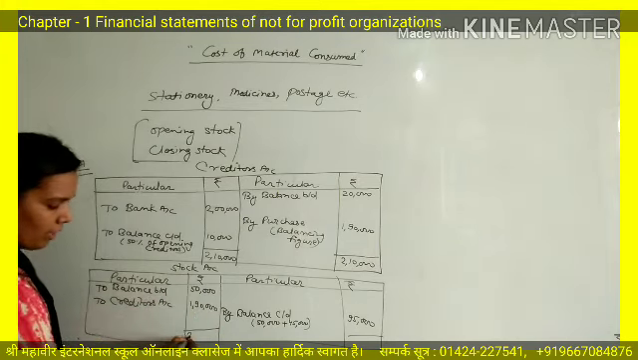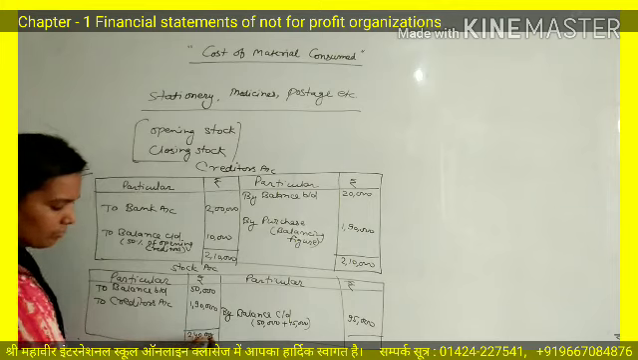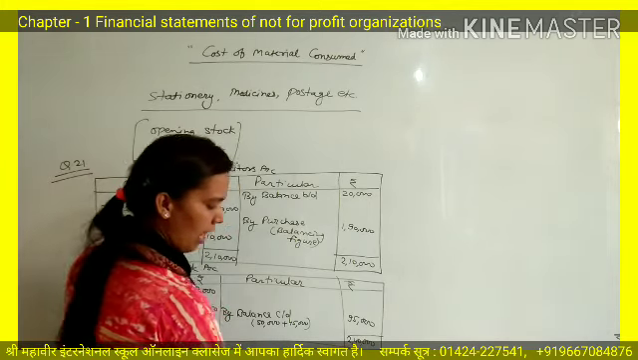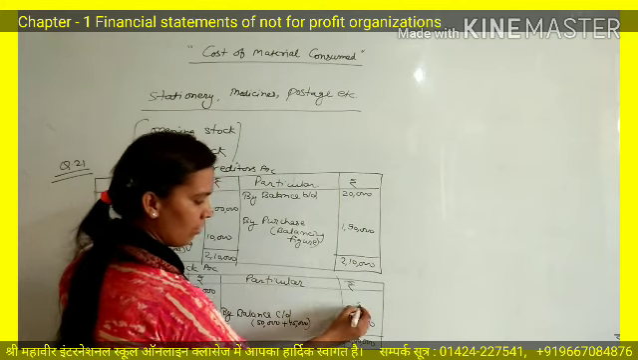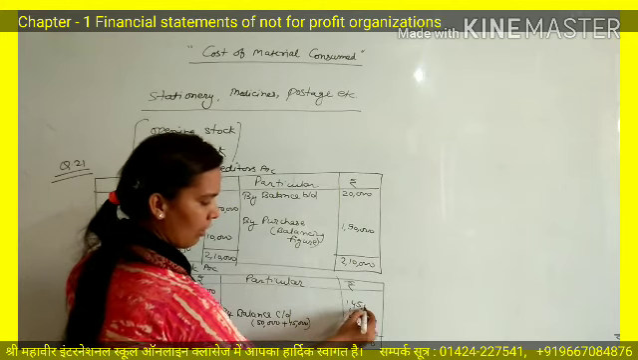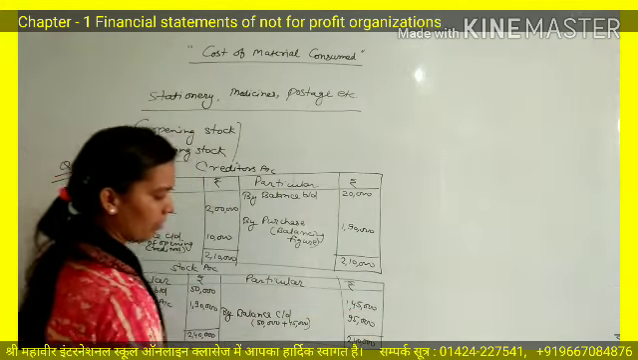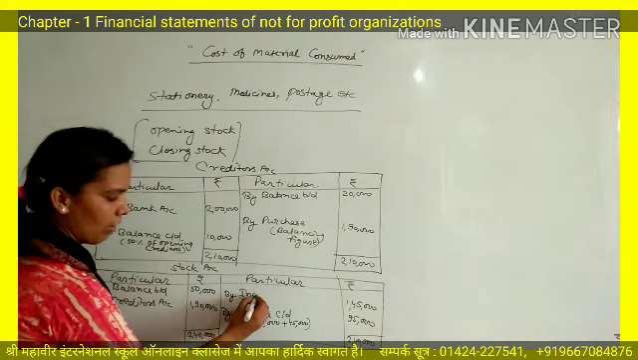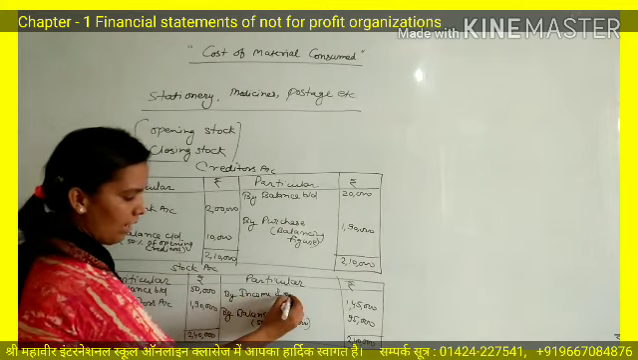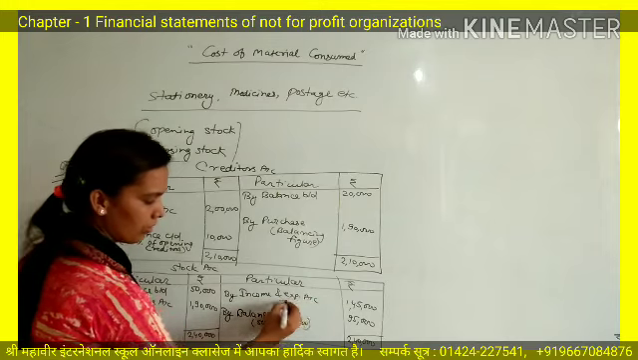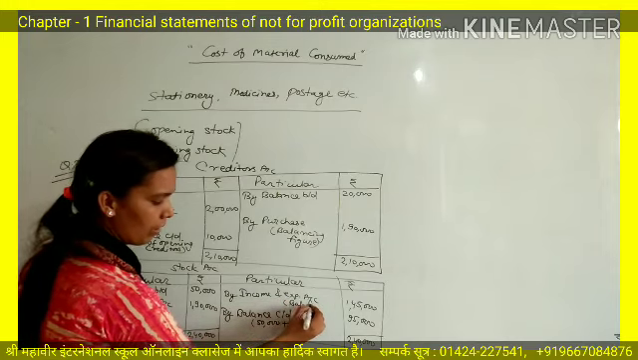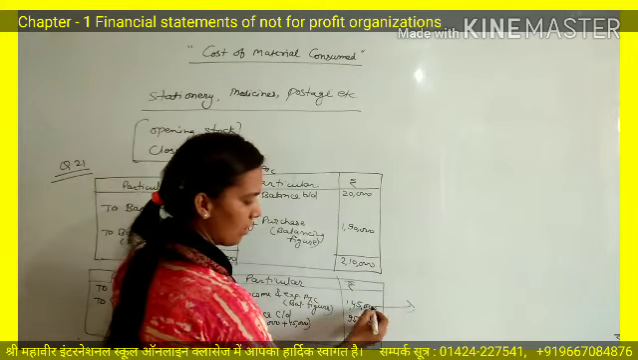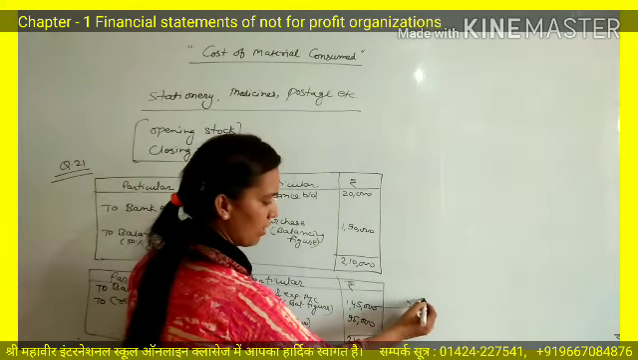Now close stock account. 190 plus 50, that is 2,40,000. Out of 240 minus 95, then you will get 1,45,000. This 1,45,000 will be written here by income and expenditure account. Balancing figure. Means this is your main answer that you have to find in the question.